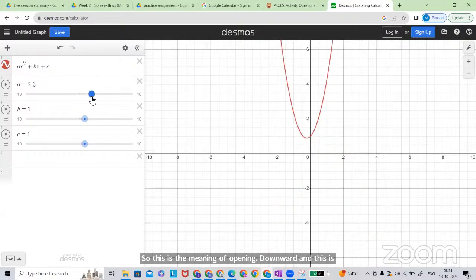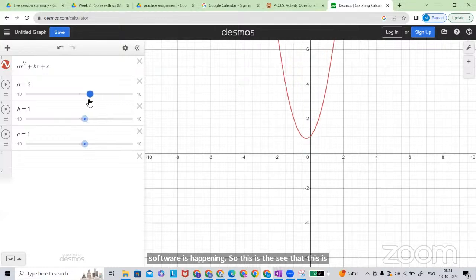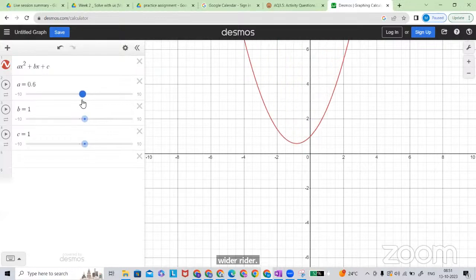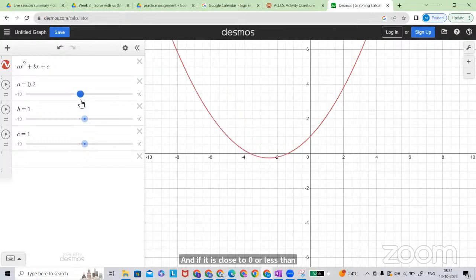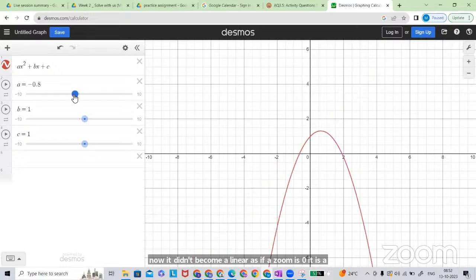And see the sensitivity. If I change a, the curve becomes sharper and sharper. This is wider, then sharper and sharper. If a is close to 0, less than 1, it is much wider. At 0 it is flat, it is a line, because now it becomes linear. If a is 0, it is linear. Then on the negative side it starts bending to the negative side.